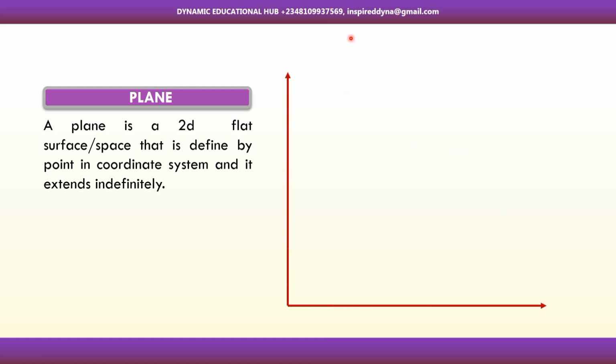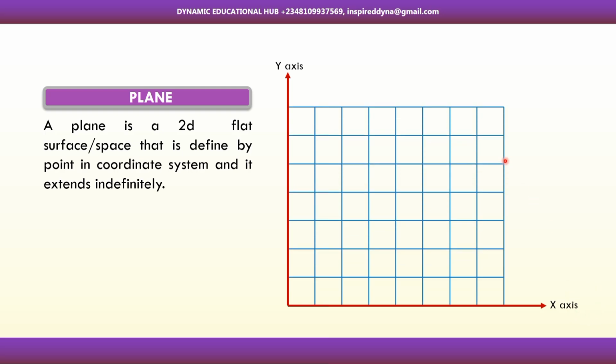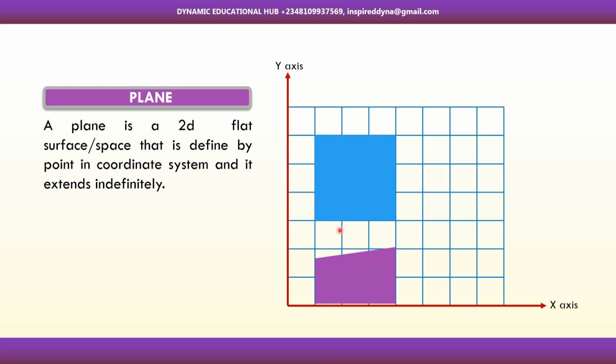Now to understand it, let's have a coordinate system. We want to have the Cartesian coordinate system, which is x and y, or the rectangular coordinate system. So we have the y-axis here, we have the x-axis here. Let's have some mesh, just like a graph. We have a mesh like this. Now, if you draw any shape here, it means that you are drawing it on the xy plane. So we have a shape here. This is a plane. This is another plane. And they are being drawn on the xy plane.